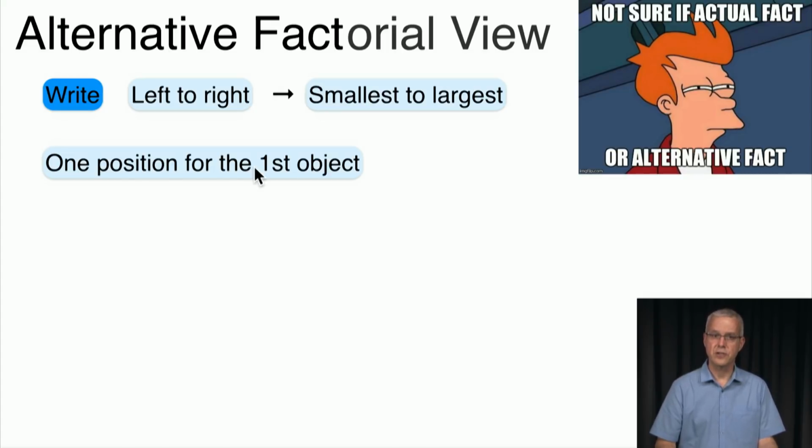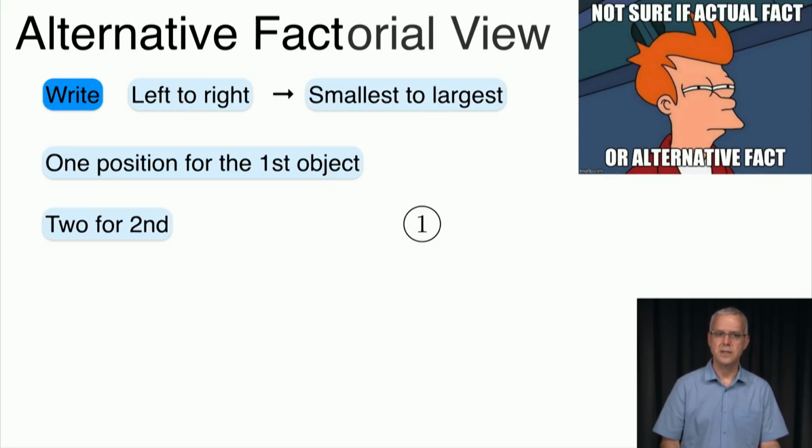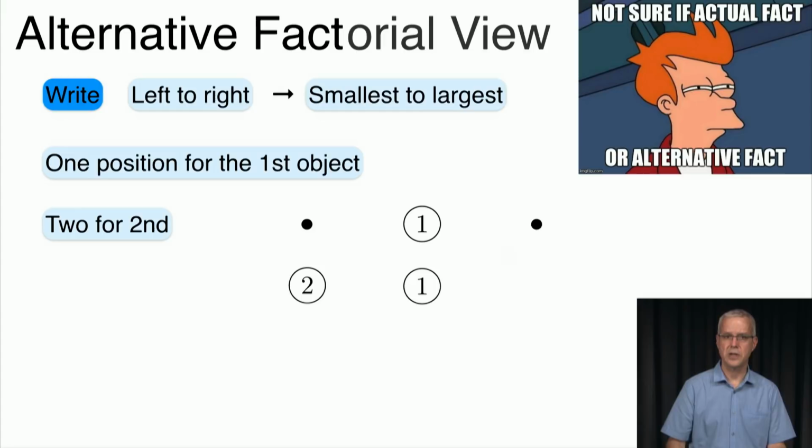So for the first element, we put the first object, there's only one location we can put it. Wherever it is, it's just one location. Let's say we call it 1, we put it in this location. Okay. Now, once we do that, then for the second element, we have two possible locations. We can put it to the left of the first one or to the right of the first one. So we have two possibilities. Let's say that we chose to put it to the left.